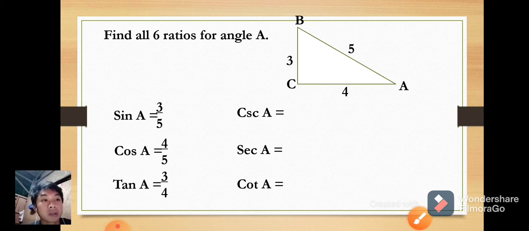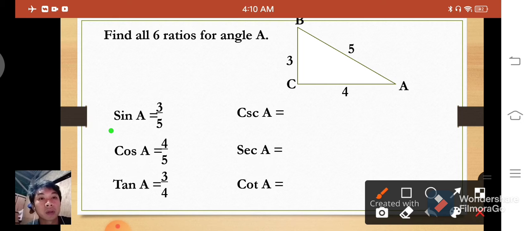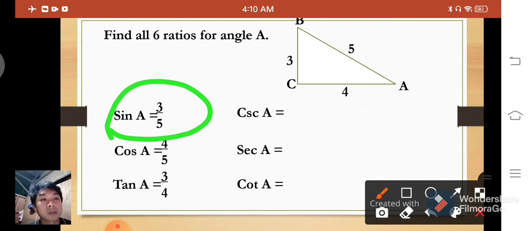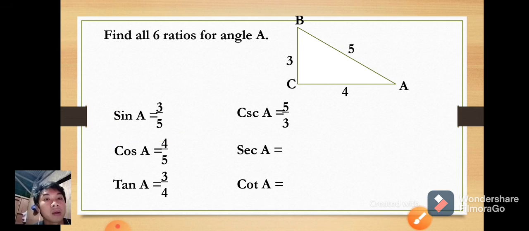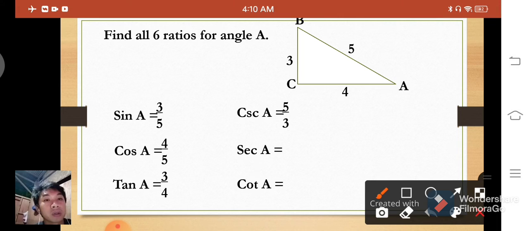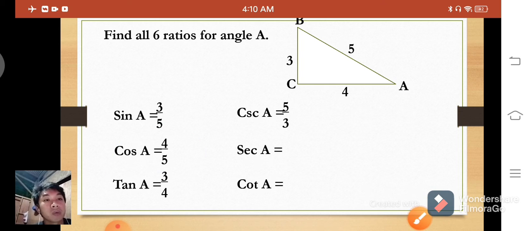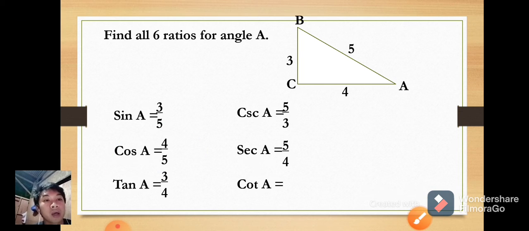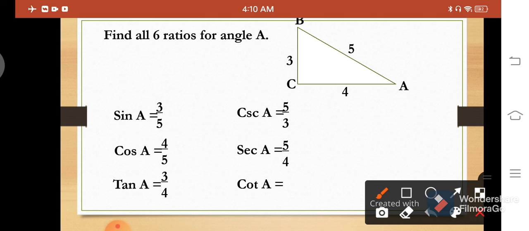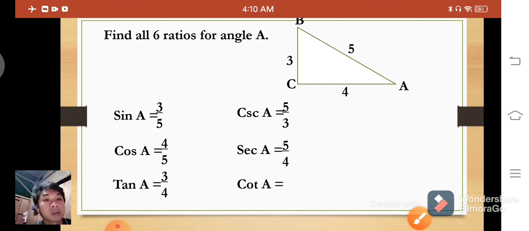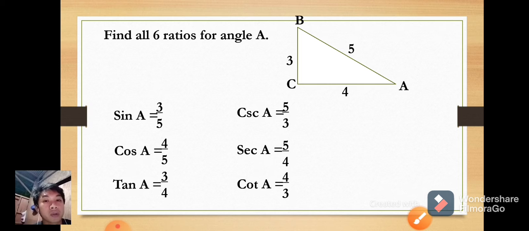Our cosecant A is the reciprocal of sine A. So cosecant A is equal to 5 over 3. Our sec A is the reciprocal of cos A. So our sec A is equal to 5 over 4. And our cot A is the reciprocal of tan A. So our cot A is equal to 4 over 3.